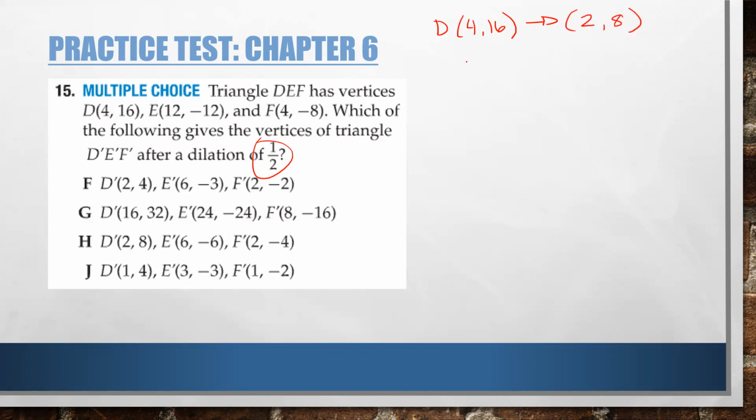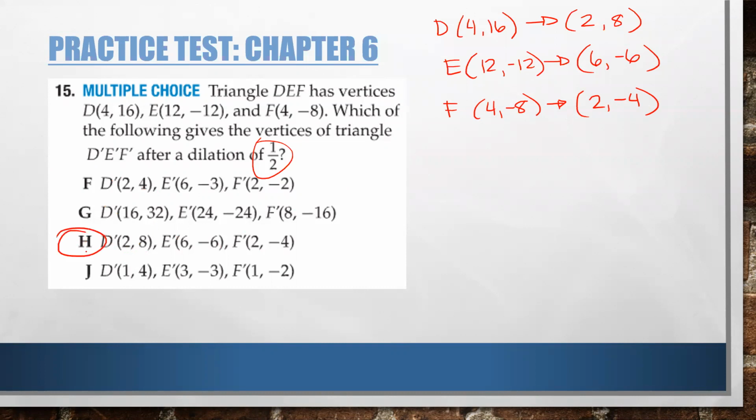Okay, then for E, it's 12 and negative 12. Half of 12 is 6, and half of negative 12 is negative 6. And then F is 4 and negative 8. So half of 4 is 2, and half of negative 8 is negative 4. Okay, so which one of these has those points? 2, 8, 6, negative 6, and 2 and negative 4, which is H.